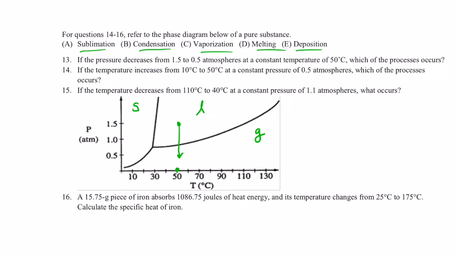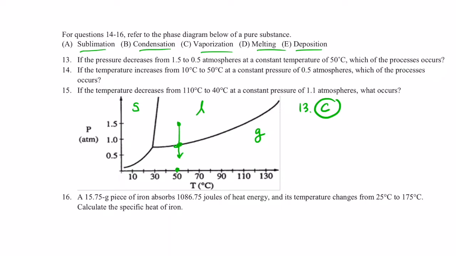So number 13, we're going from a liquid to a gas. What's that called? Yeah, if you said vaporization, so the answer for 13 is C. If you said vaporization, that's correct. It would boil right here at that temperature and pressure. Okay? All right, how about from 10 to 50 degrees Celsius?